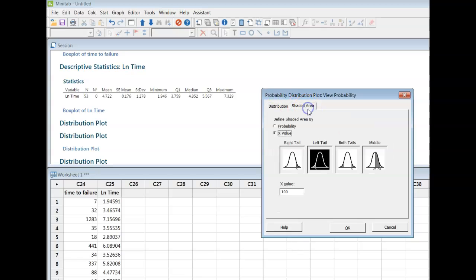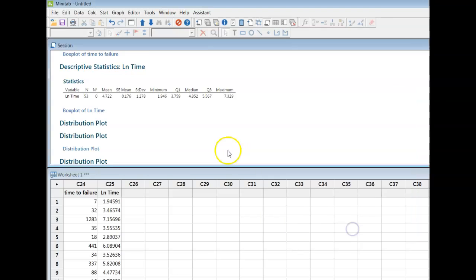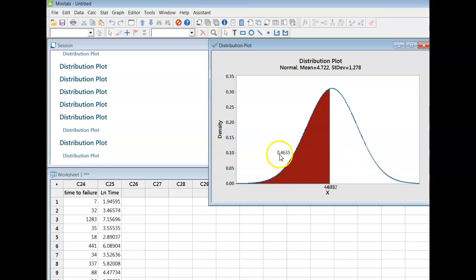Okay, go to shaded area. But this time we have to be careful, because there's no point using the number 100. Because we've logged the data, we actually have to use the natural log of 100. And if you plug that in your calculator, it's going to give you an answer of 4.605. Okay, I want the area to the left. And this time I get an answer of 0.4635.